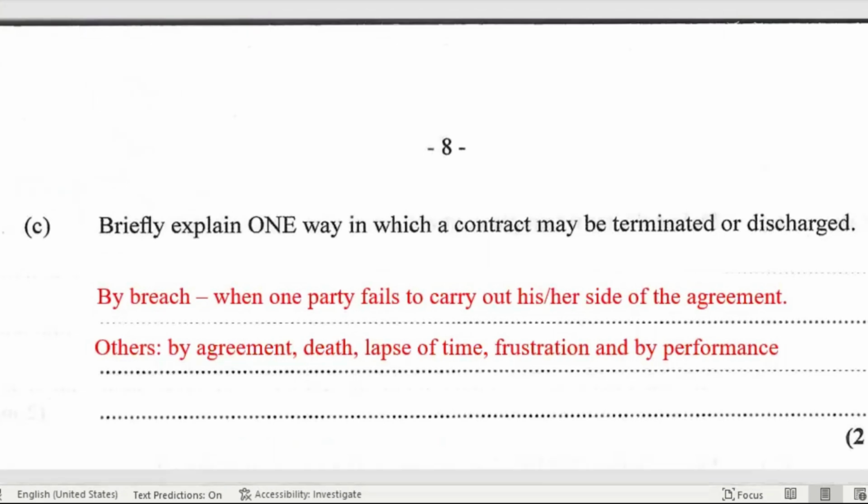And what this means is that a breach takes place when one party fails to carry out his or her side of the agreement. So basically, what that party agreed to do, the party did not do it or did not complete it, right? So on that basis, the contract is terminated. And there are other ways in which a contract can be terminated that you could have explained, such as by agreement, death, lapse of time, frustration, and by performance. All right? So let's look at D.